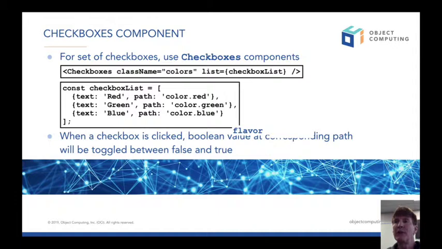For a set of checkboxes, use the checkboxes component. In the example here, we want to update properties for each of the checkboxes that are color.red, color.green, and color.blue. Checkbox list is an array of objects that have text and path properties. When a checkbox is clicked, the Boolean value at the corresponding path will be toggled between false and true.